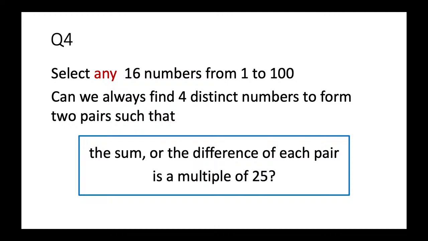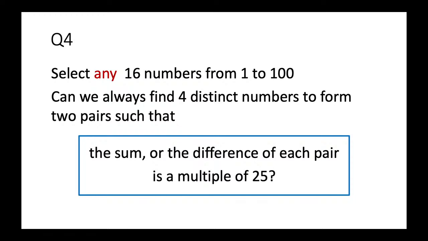Okay, now question number 4. It is perhaps the second hardest question, but it is not that hard if you have enough time to think about it. This question says we are going to select any 16 numbers from 1 to 100. So we don't specify which 16 numbers we are selecting. We need this to be true for any 16 numbers that we select. The question asks us, can we always find 4 distinct numbers from the selected numbers such that they can form 2 pairs, and for each pair, the sum or the difference is a multiple of 25?